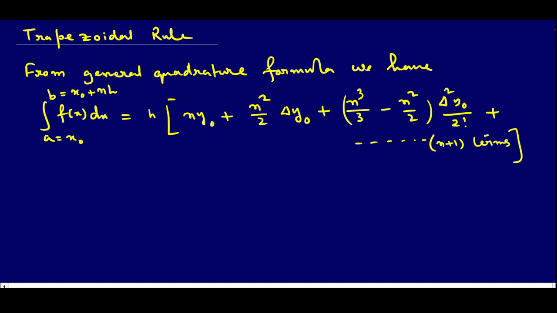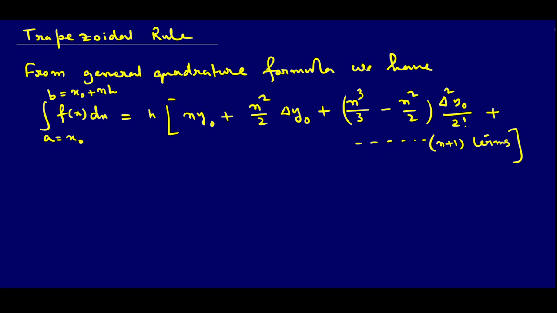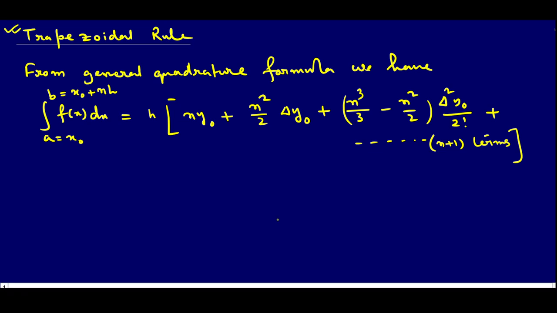Today we learn one important quadrature formula which is called the trapezoidal rule. In our last lecture we learned what the general quadrature formula is. The trapezoidal rule is a special case of the general quadrature formula, which we can obtain after putting n equals 1 in the general quadrature formula. So let us see what the trapezoidal rule or trapezoidal formula is.